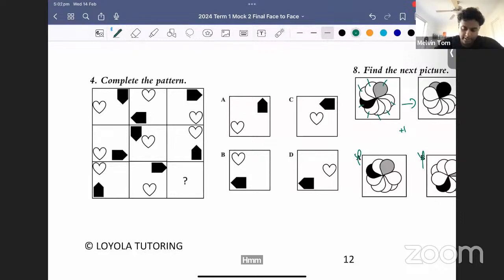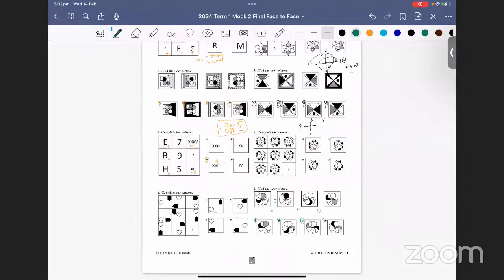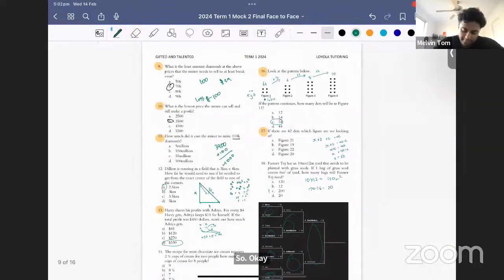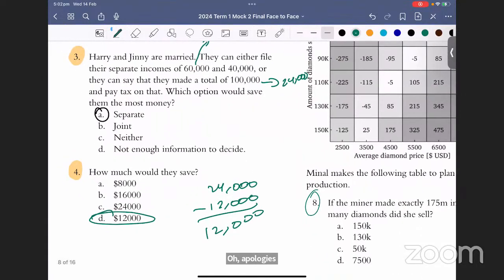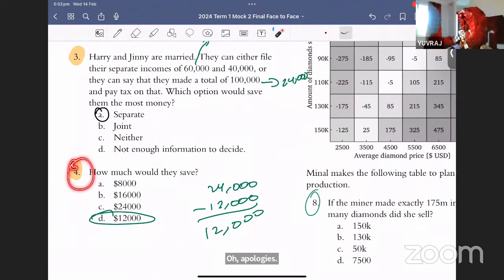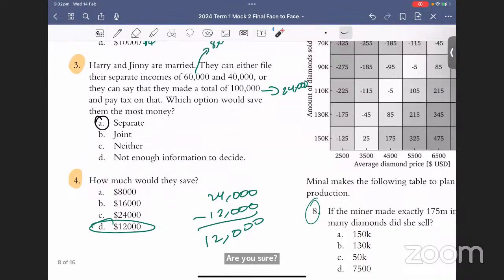All right. So question number 4 would be something like this. So here we have 2 features, right? I think I got that one mixed up. It was question for quantitative reasoning. Oh, apologies. So this one here. Yeah. Are you sure? Yeah, so I didn't really understand 3 and that's why I couldn't get 4.